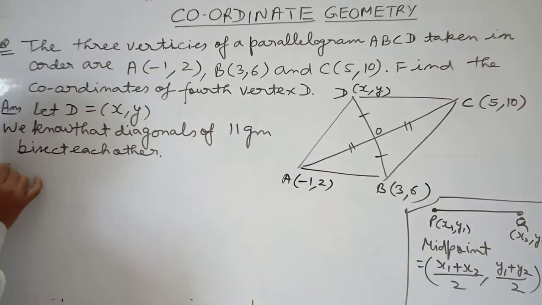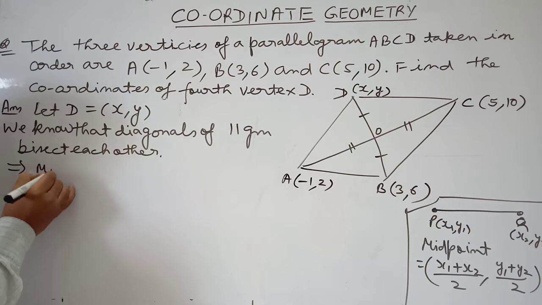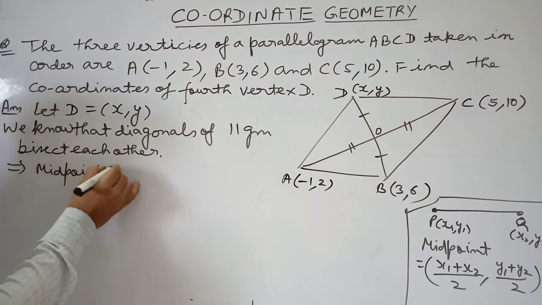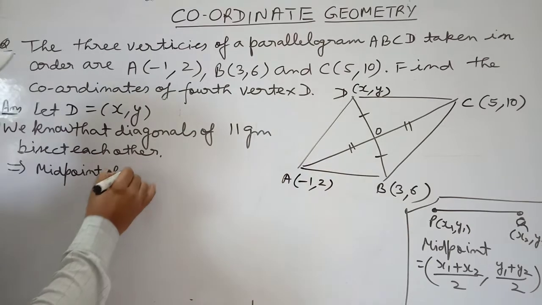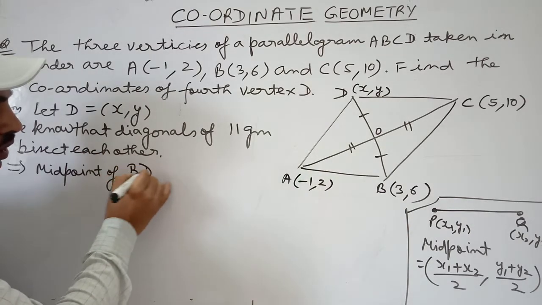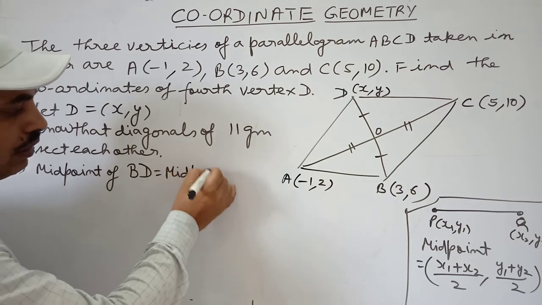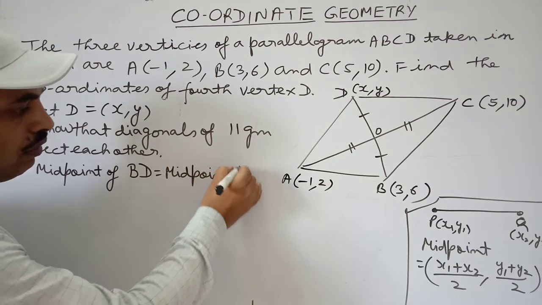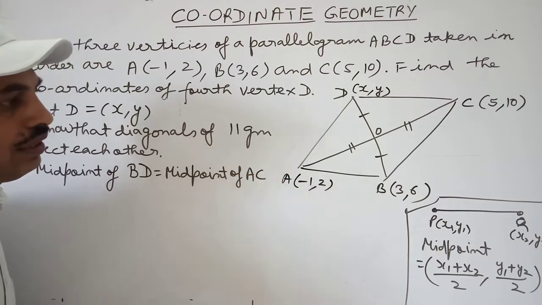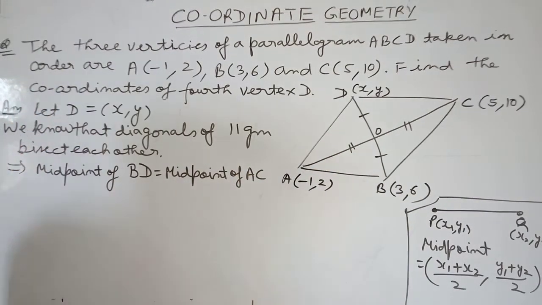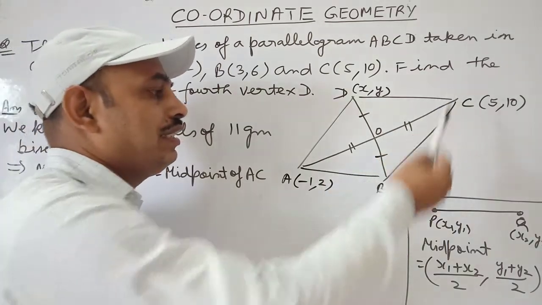So this implies midpoint of BD equal to midpoint of AC. Midpoint of BD, that is O, equal to midpoint of AC.